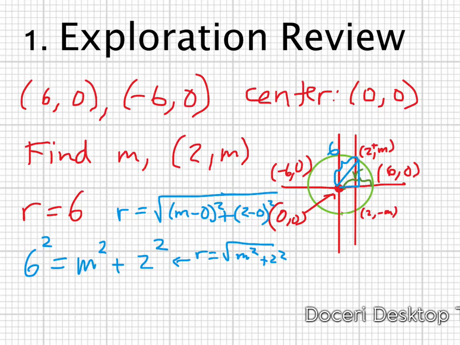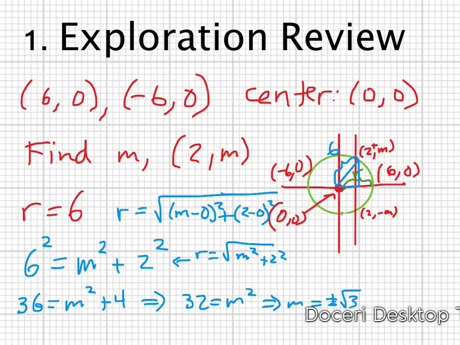Now if we want to solve for m, I would do the multiplication of 6 squared, which gives me 36 equal to m squared plus 4. Subtract 4 from both sides, we get 32 equals m squared, which means m will equal plus or minus the square root of 32.